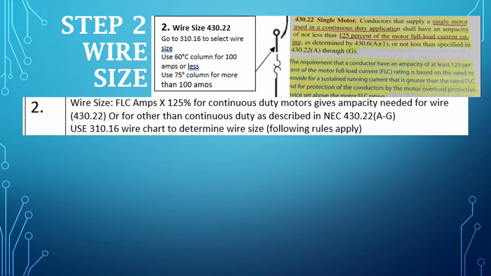If it's not continuous duty, there are some side steps that we can take in 430.22 A through G that will make us some allowances. The most common type in the commercial environment is going to be the continuous duty. Those are going to be the ones that we focus on today.